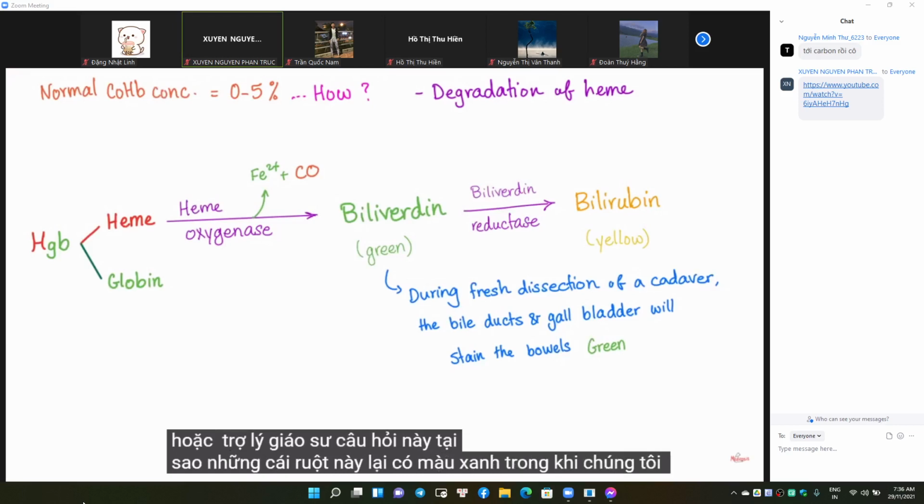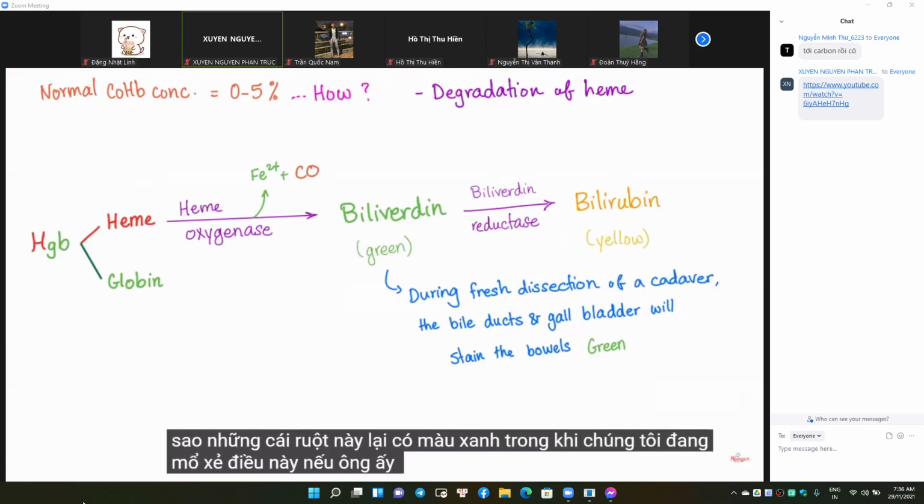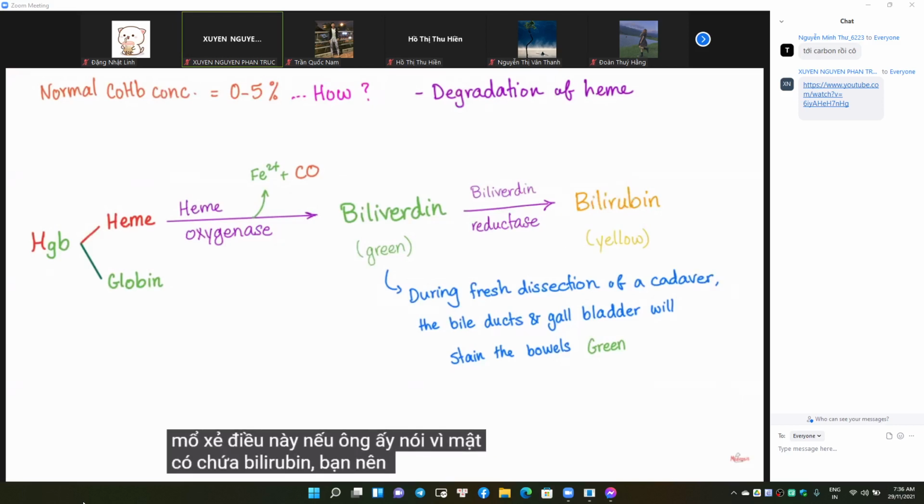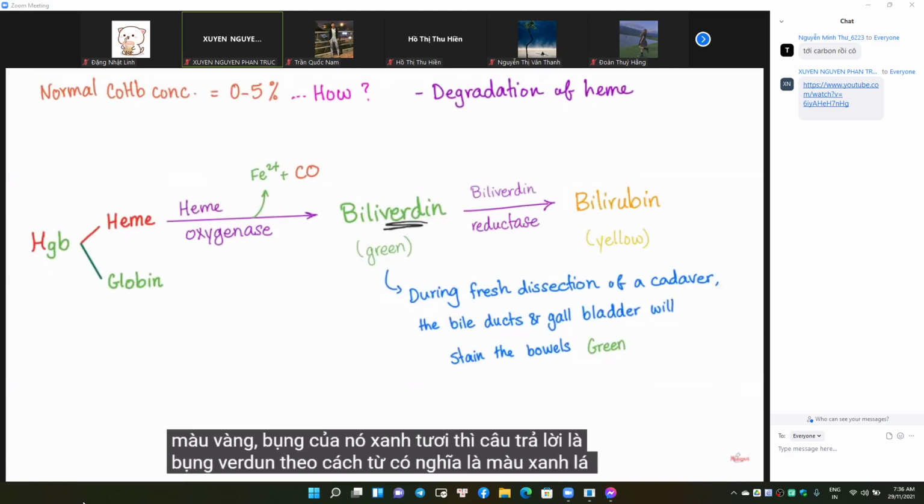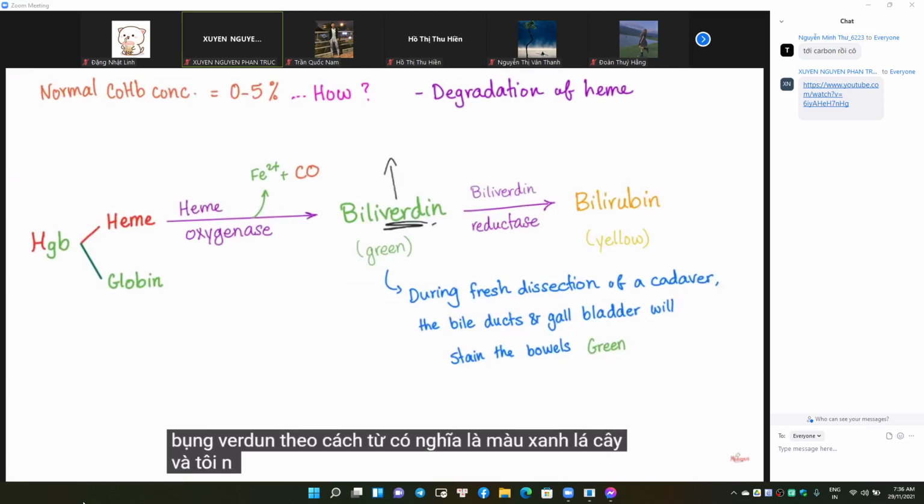Why are these intestines green while we are dissecting this? If he said because bile contains bilirubin, you should request your money back because bilirubin is yellow. It's biliverdin. The answer is biliverdin. By the way, verd means green, and IN means protein, and bili means bile.